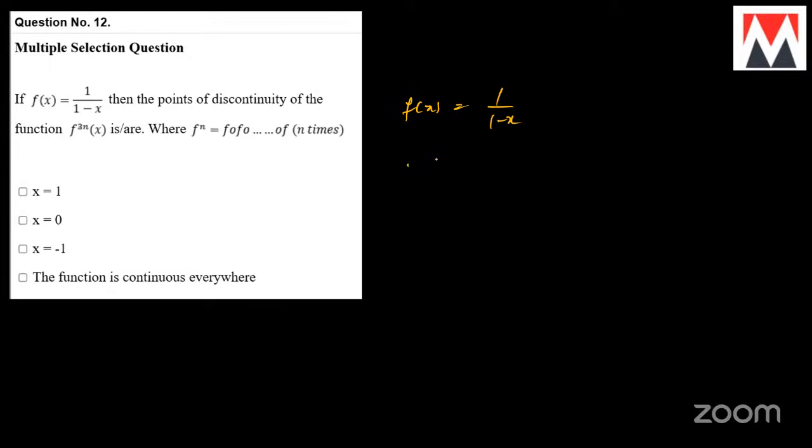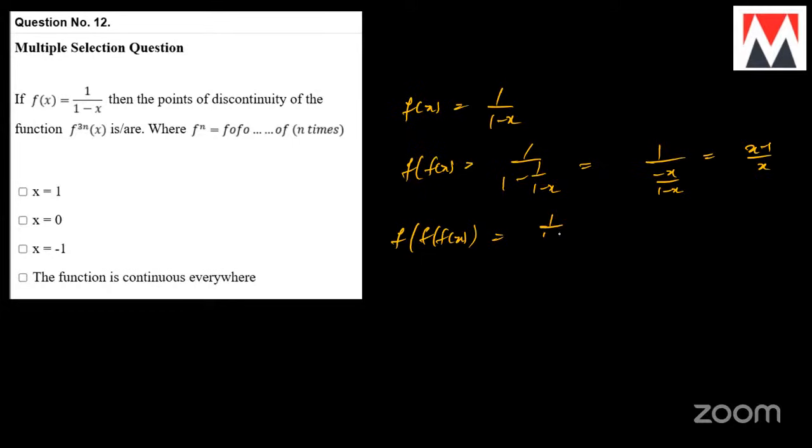So you have f of x is 1 by 1 minus x. Then f of f of x is 1 by 1 minus 1 by 1 minus x, which is 1 by (minus x by 1 minus x). So it is again (x minus 1) by x. So you need to understand two things. Again, if I write f of x, what am I getting? I'll get 1 by 1 minus (x minus 1) by x. So what do you get here? Minus of minus, you get x by 1 minus x, by 1 by 1 minus x. So you get x here.